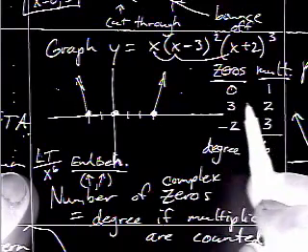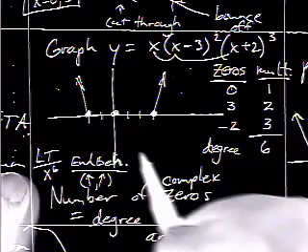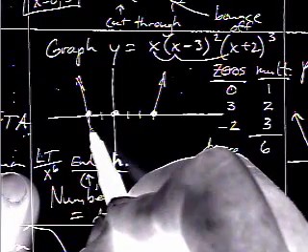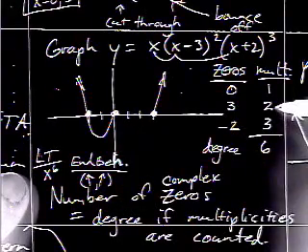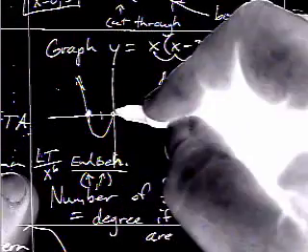At 0, we cut through the axis, and at negative 2, we cut through the axis. So this is cut through the axis, but at 3, because we have an even multiplicity, we have a bouncer.